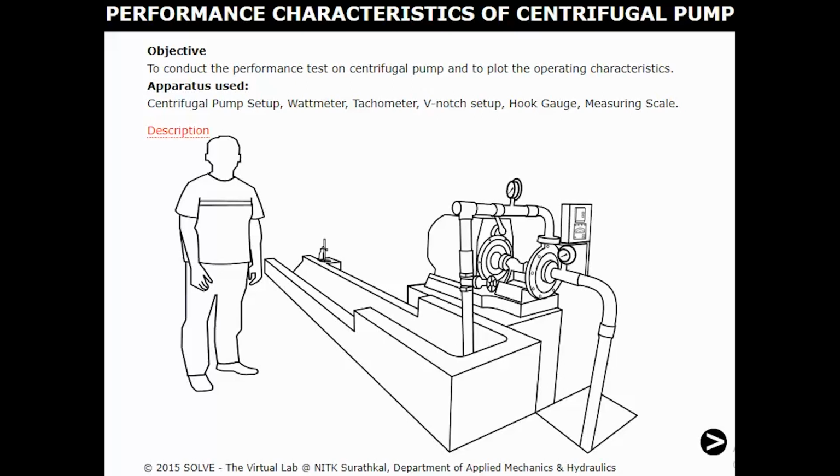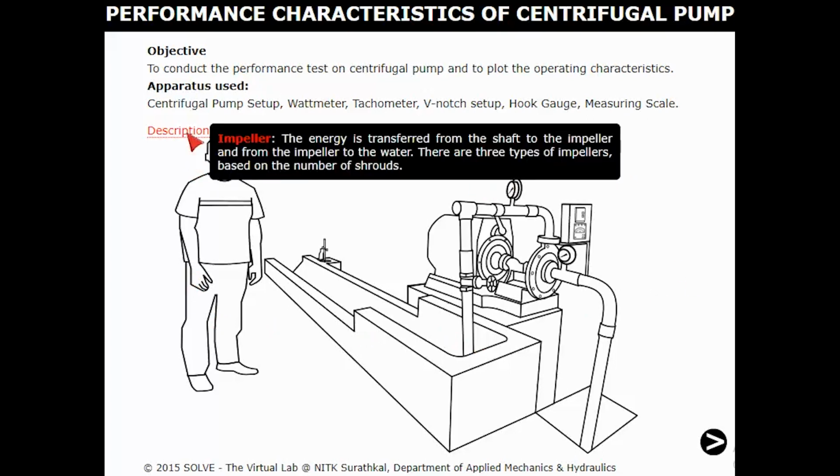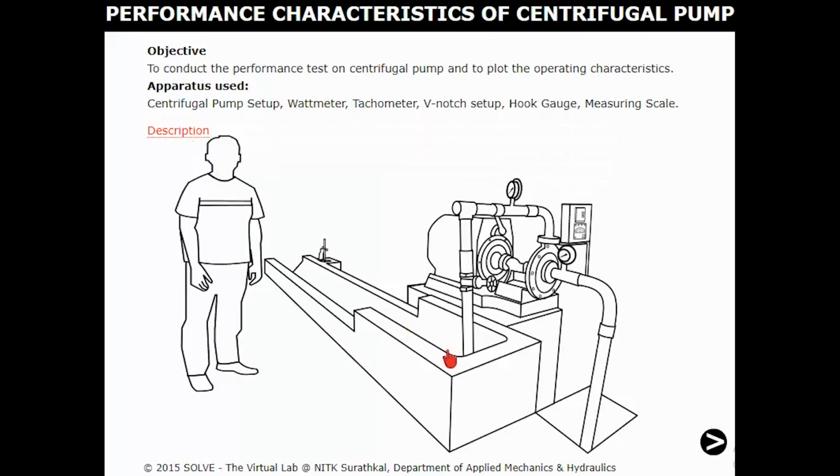The objective of this simulation is to conduct the performance test on a centrifugal pump and to plot the operating characteristics. The setup used for this simulation is shown here. To understand the terminologies, click on the description highlighted in red. Throughout the simulation, to proceed to the next step, click on this arrow shown below.